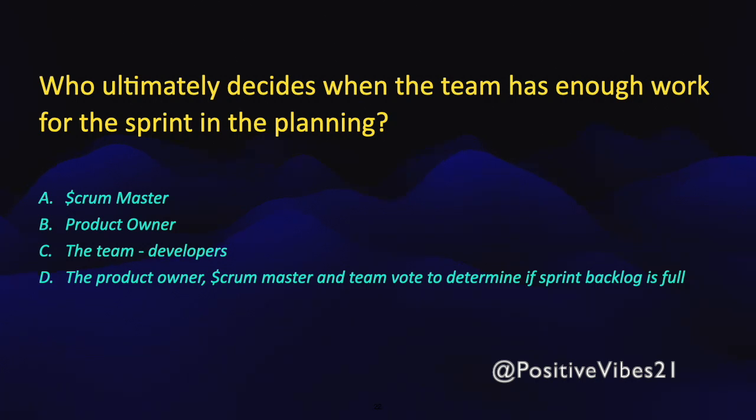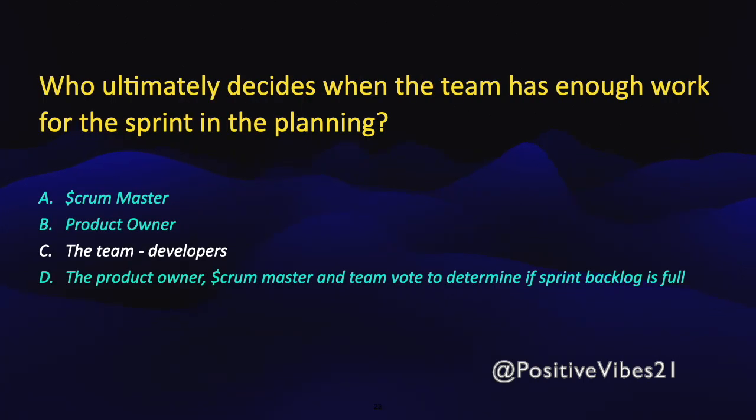Who ultimately decides when the team has enough work for the sprint in the planning? As we all know, in Agile, when we do the sprint planning, the team decides about the work. Obviously, there would be other factors like capacity and complexity of the stories, skill set of the team. Considering all these factors and probably other factors as well, the team decides how much work can be taken. But here the question is, who ultimately decides? What do you think out of these four options?